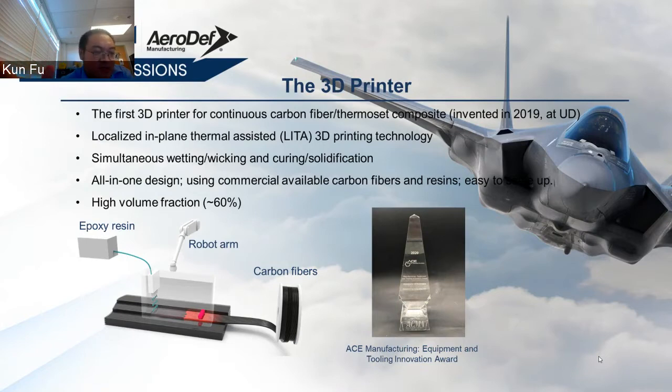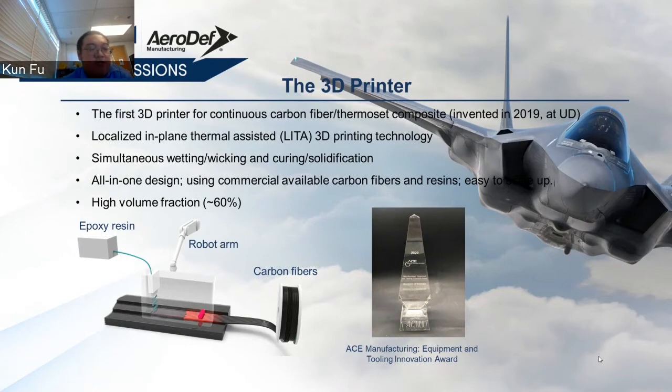On the bottom you can see our concept design. So we invented this 3D printing platform, which is controlled by a robotic arm. And when we deposit the resin on the surface, we create a gradient temperature distribution on the fiber surface to simultaneously trigger the resin flow and impregnate into the pore space between the fibers of the carbon tape or fabrics. And finally, if we achieve a higher temperature, those resins can be cured immediately.